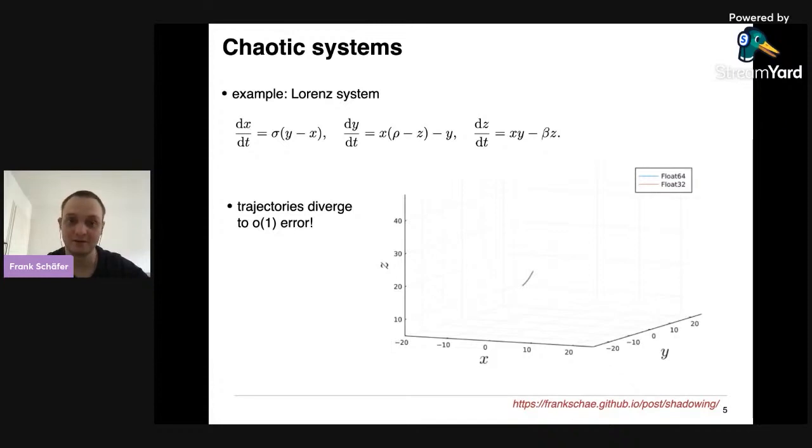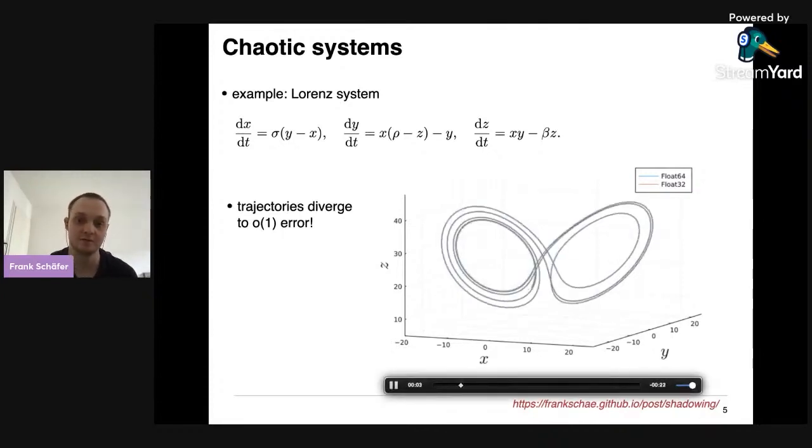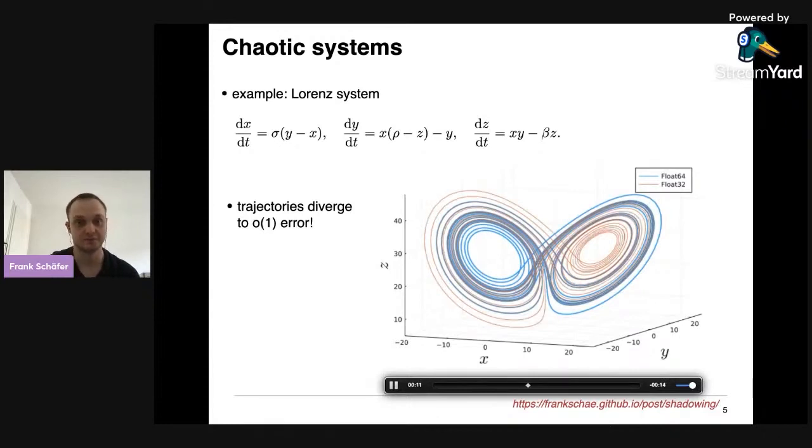One of the fun features is that if we start at some initial condition here and we solve this Lorenz system forwards in time, and we do so twice with different floating point accuracies, once with float 32 and once with float 64, then we will see that at the beginning of these time trajectories, the two solutions agree. But then after some time, some of these oscillations, we see that the trajectories diverge. And this is a very common feature.